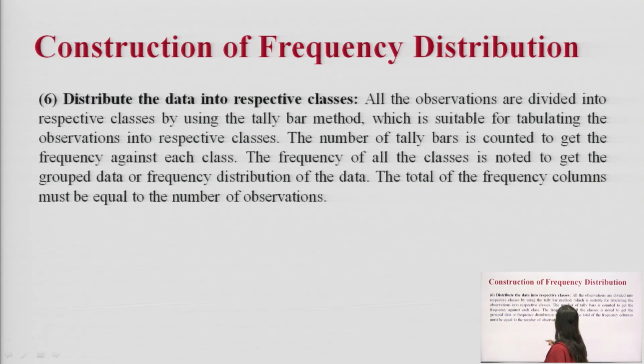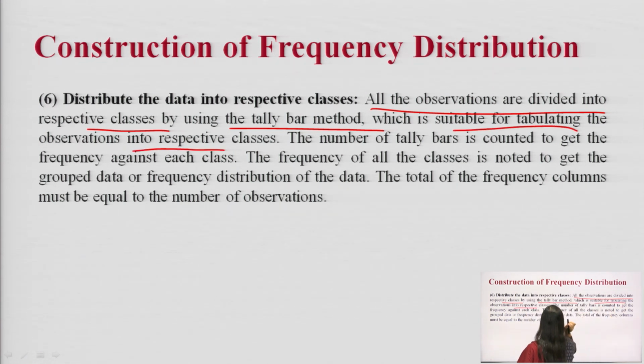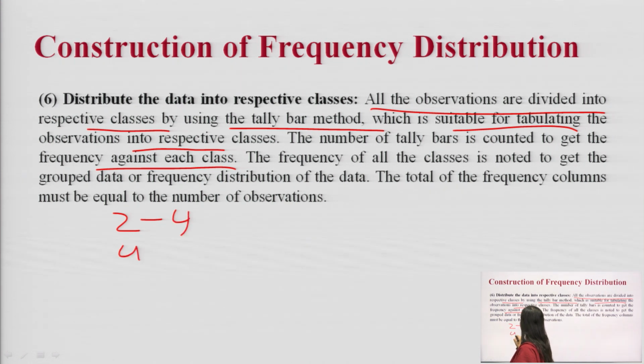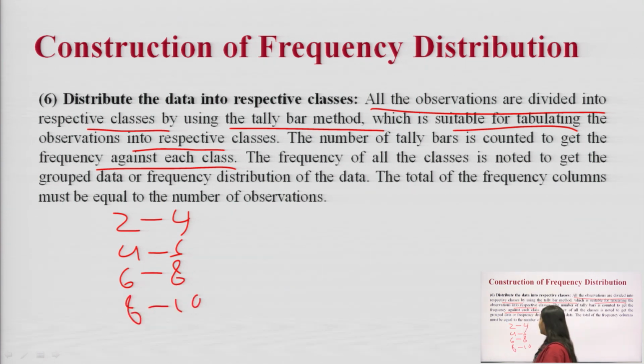All the observations are divided into the respective classes by using the tabular method, which is suitable for tabulating the observations into the respective class, and the number of tally counts gives the frequency against each class. Suppose we have taken classes like 2 to 4 lakh, then 4 to 6, 6 to 8, 8 to 10.